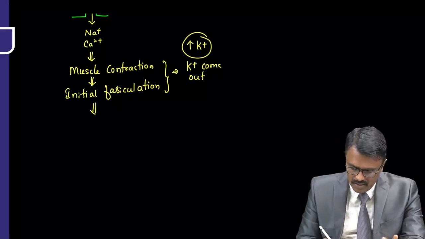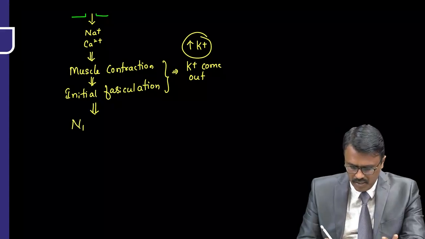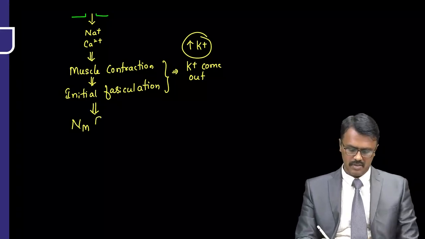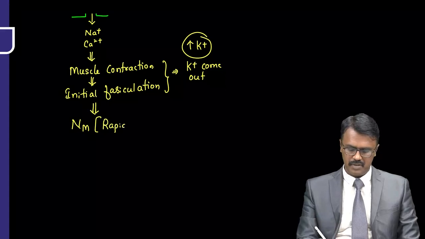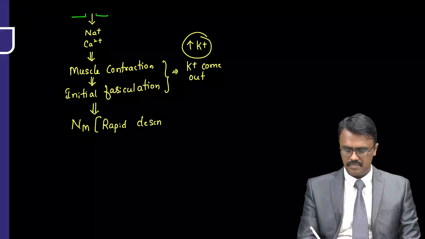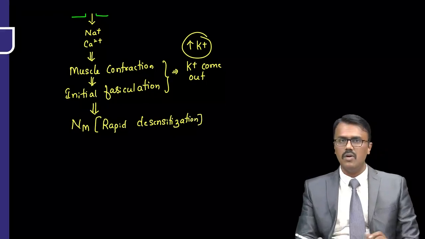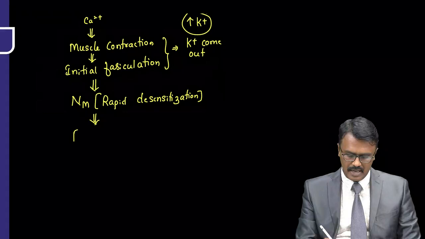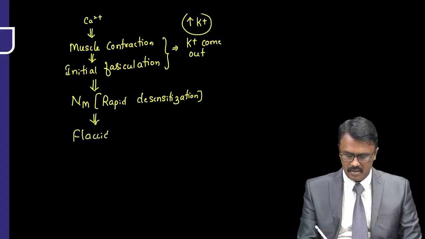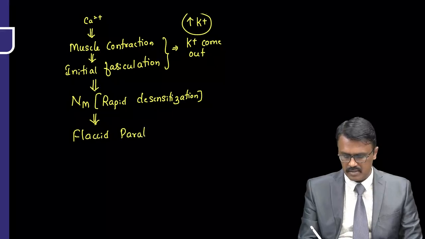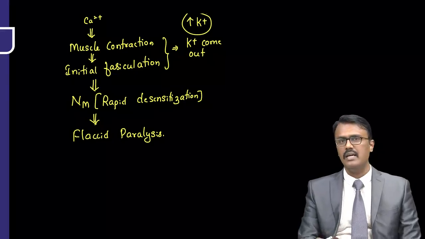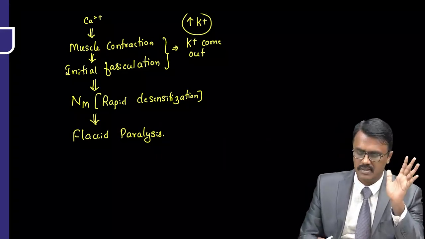Now, what happens if you stimulate the receptor repeatedly? I told you the nicotinic receptor will undergo rapid desensitization. They are known to produce rapid desensitization. That means the receptor is no longer going to be excited. That means it is desensitized. So that will lead to flaccid paralysis. Now it will not recover. So this is the reason why it is called a depolarizing skeletal muscle relaxant.